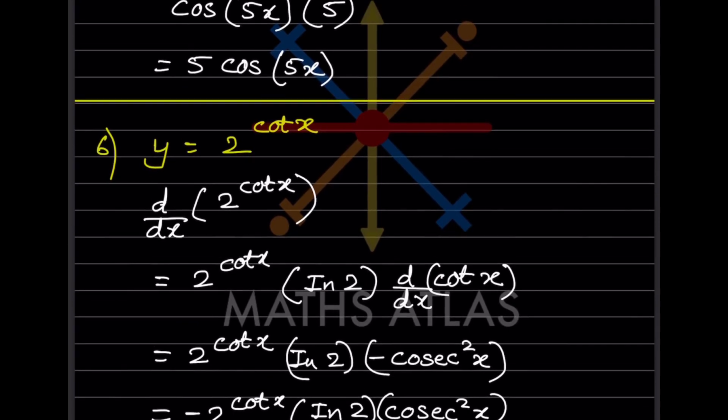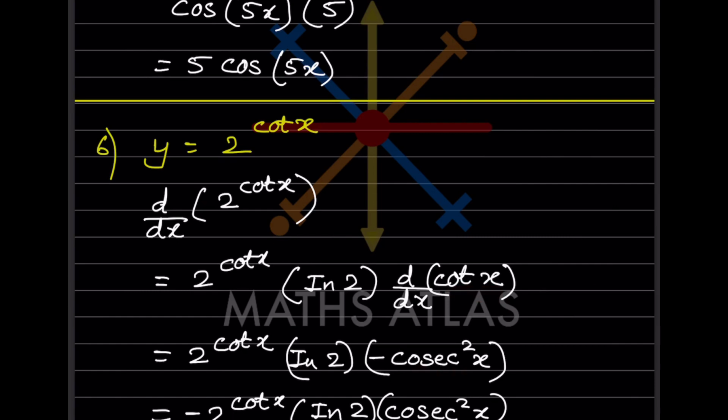Now here y is 2 raised to cot x. So we can take d by dx of 2 raised to cot x. Whenever we have such a type, you will just write the same 2 raised to cot x, times ln 2, times d by dx of the inner one, that is going to be cot of x. So now this will be the same, and the derivative of cot x is minus cosec square x.